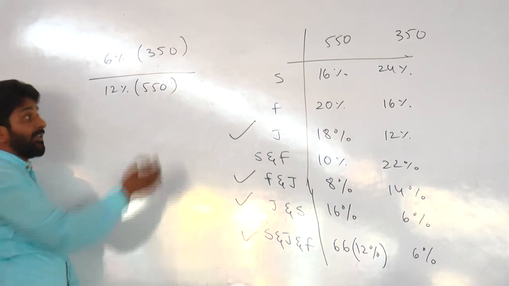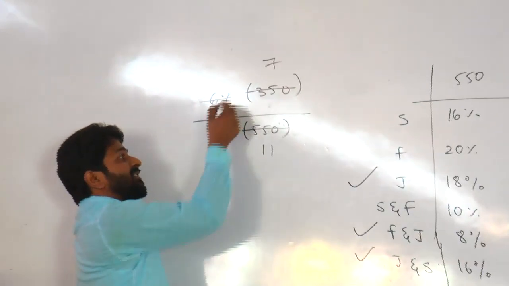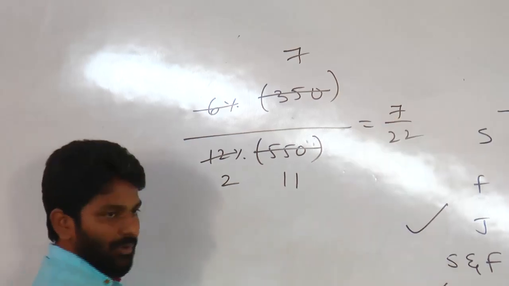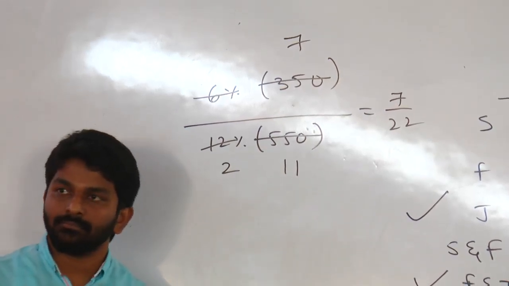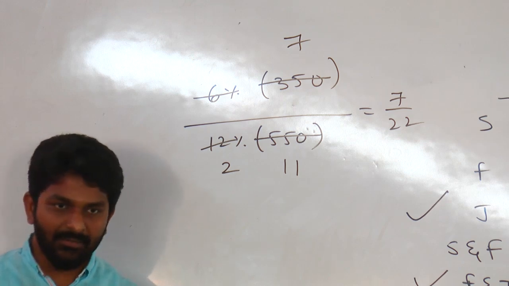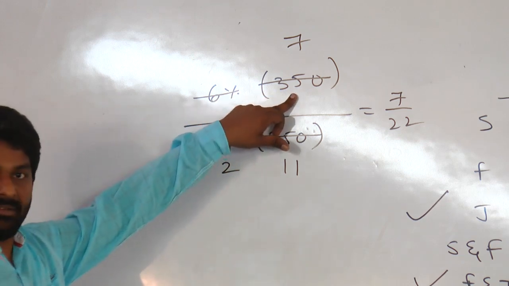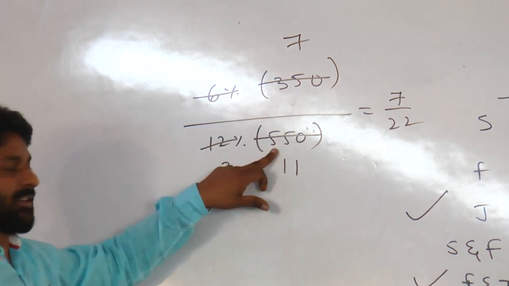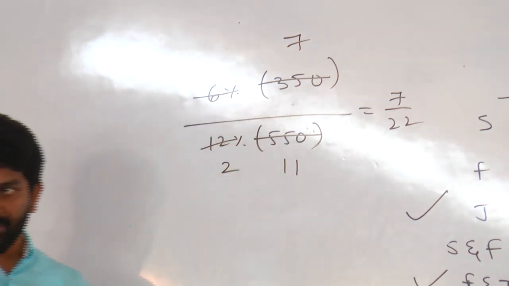Cancellation with 50. 7 times, 11 times, 6, 2 times, ratio 7 by 22. No need to go for conversion. Understand? See, numerator 6% of 350. Don't go for conversion. 12% of this number. Percentage both get cancelled, and your ratio is 7:22.